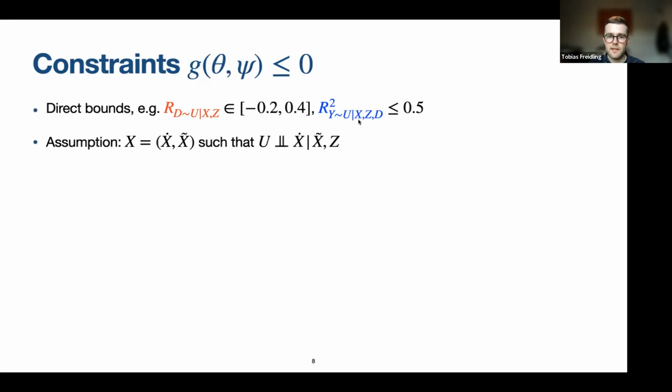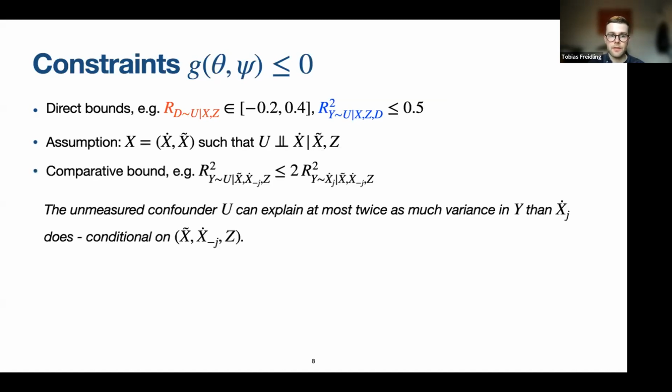But sometimes these R-square values or R values are not all that interpretable. So we want to offer researchers a second option. And to this end, we need an additional assumption. And that is that we can split up our covariates into two groups, x dot and x tilde. And we assume that x dot is conditionally independent of u, conditioning on x tilde and z. And if we do that, we can also offer the option of a comparative bound.